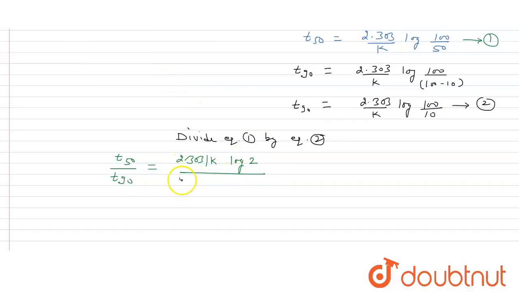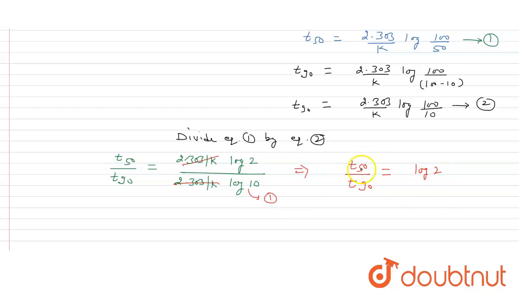And here this is also 2.303 divided by K, and this is log 100 by 10, which equals 10. Now the 2.303 divided by K factor cancels out, and the value of log 10 equals 1. So T50 divided by T90 will be equal to log 2, because the log 10 value is 1, so there is no need to write it.